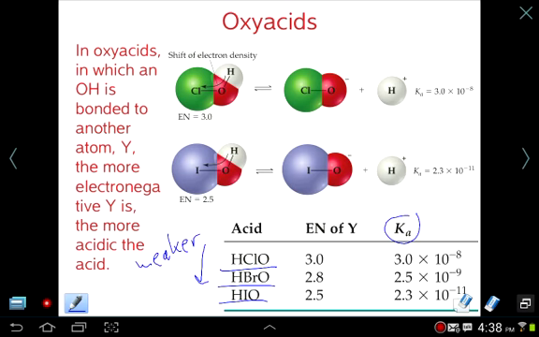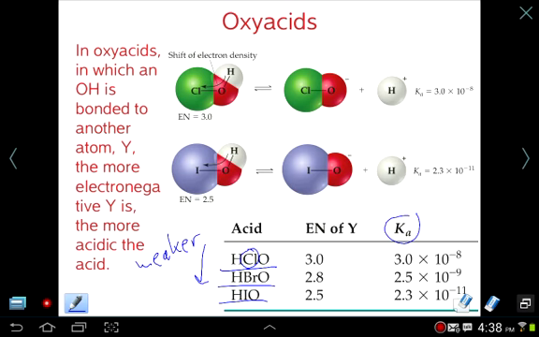So the more electronegative element, chlorine is more electronegative, is able to pull the electron density more away from the hydrogen, you can say, through the oxygen. So with oxyacids, the trend is reverse.